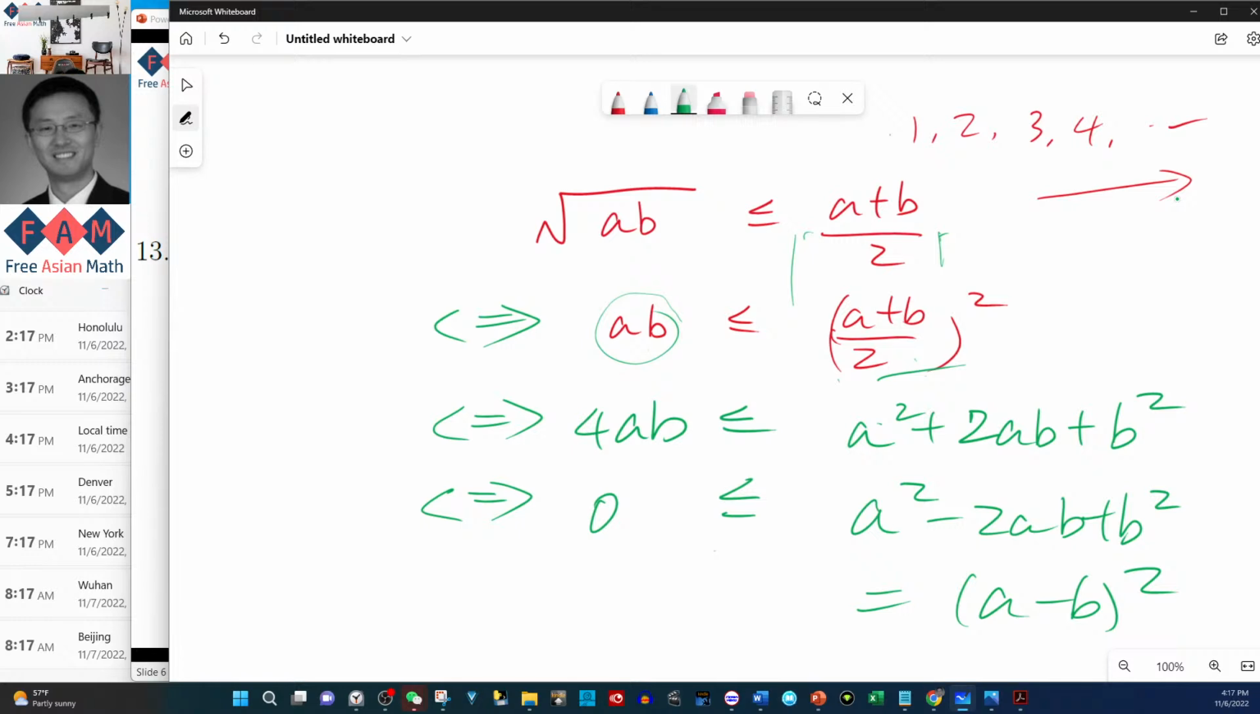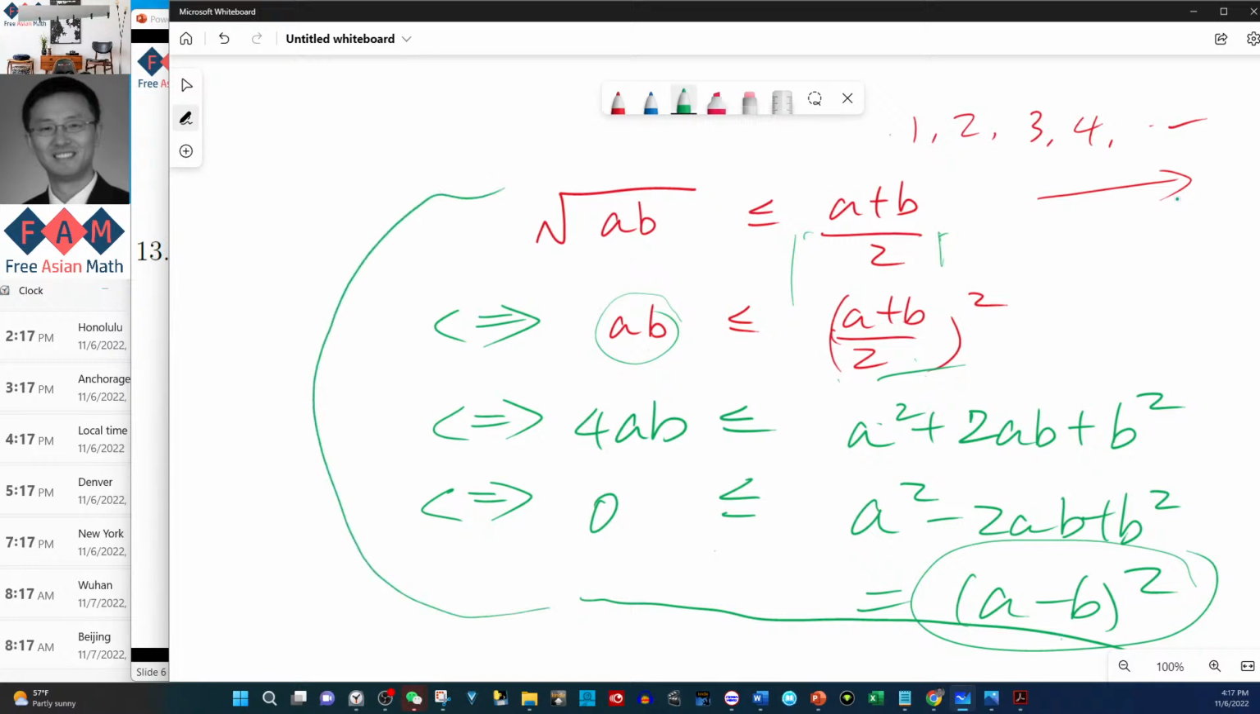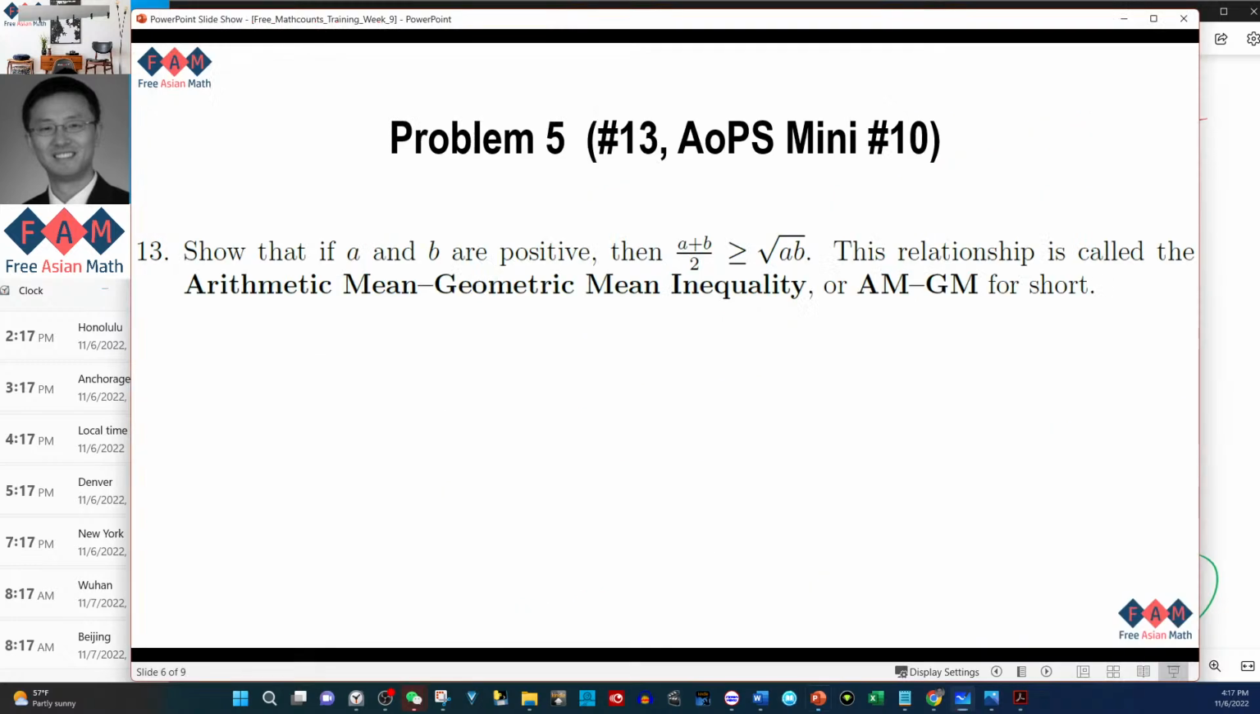The reason for that is that we just showed this is true. 0 is definitely equal to or less than this one, because this is a square, it's never negative. So this is always true. But every step of the way should be able to go back. From here you can get to here, from here you can get to here, and finally from here you can get to what we want, the original AM-GM inequality. Even though this is very simple, you do need to know how to manipulate inequalities a little bit.